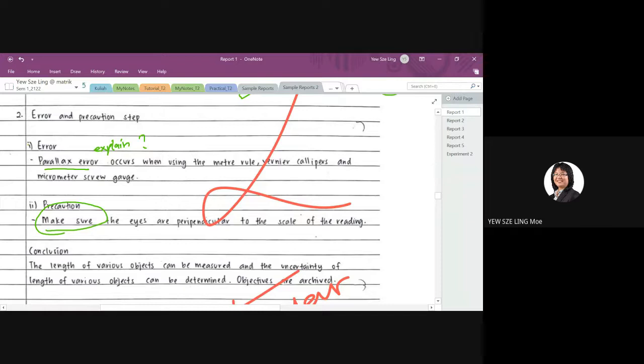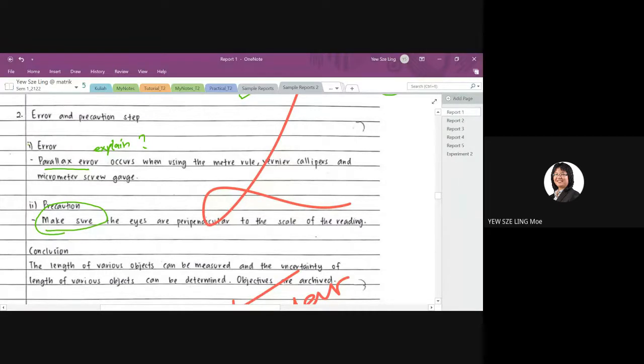Maybe I pluck out your eyes, I put it on top of the reading, maybe, or maybe I stick the ruler to beside your eyes so that the eyes and the scale of the reading are always perpendicular to each other. I don't know, right? Because you didn't give me any suggestions. You just say make sure. So remember, make sure is not a precaution. Whenever I see the term make sure, straight away I give 0 marks to the precaution.